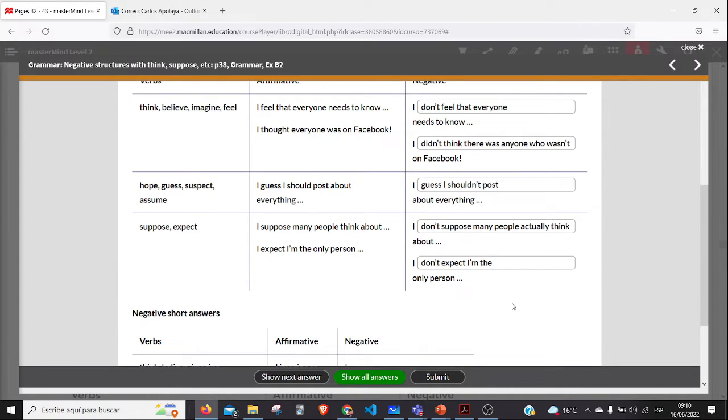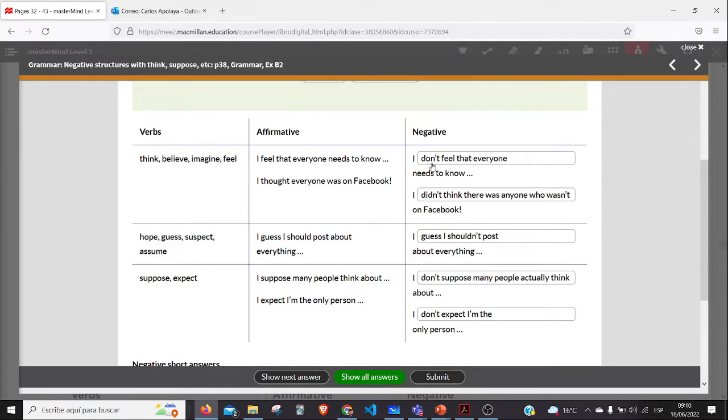Yeah, this is when we give opinion, you know? Look at this. I feel that everyone, I don't feel negative at the beginning. I thought, I didn't. When you have verbs like think, believe, imagine, and feel, you use the negative at the beginning when you are giving your opinion. Cuando das tu opinión y utilizas verbos como think, imagine, feel, and believe, haces negativo la primera parte cuando lo quieres hacer negativo, ¿ok? Cuando tienes hope, guess, suspect, and assume, el negativo no va al inicio. No vayas a decir, I don't guess. No, I don't guess no es I guess. Y la segunda parte es en negativo.